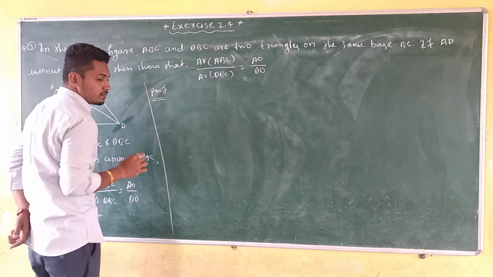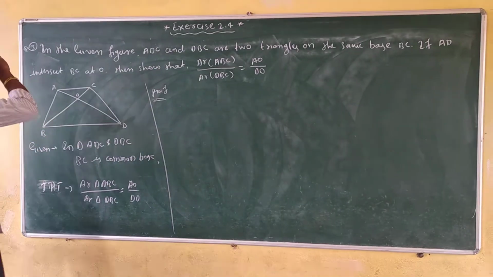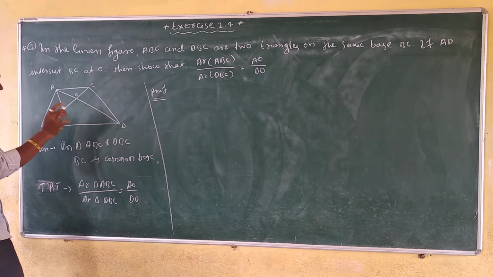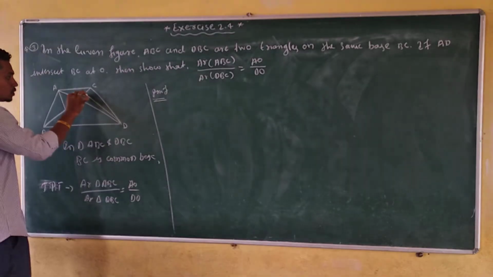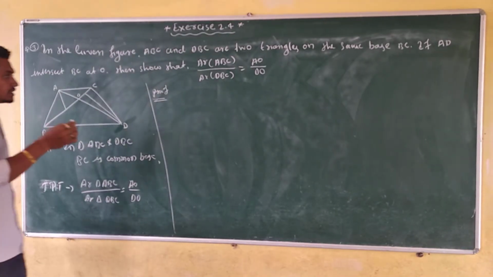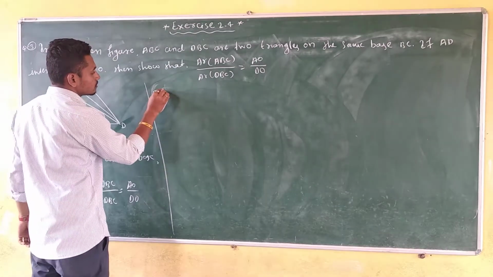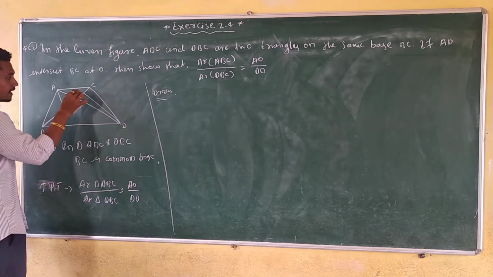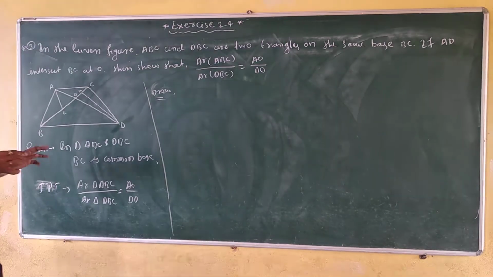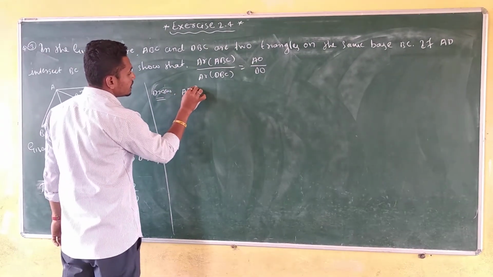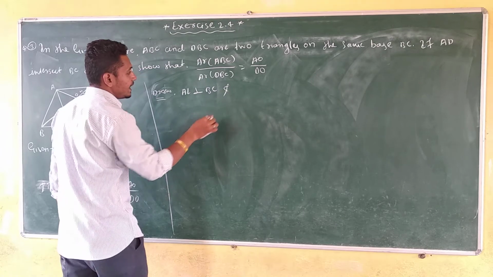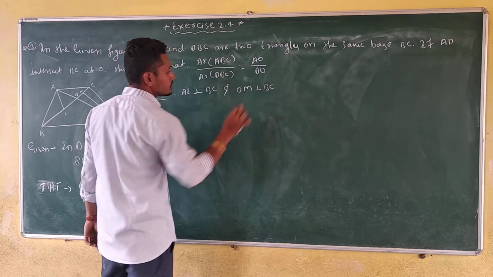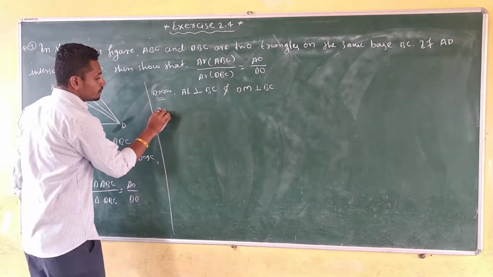Next, proof. Before the proof we have to draw perpendicular lines, perpendicular to BC. Now draw AL, where L is the point on BC, and the other point we call M. So draw AL perpendicular to BC, and DM is also perpendicular to BC.